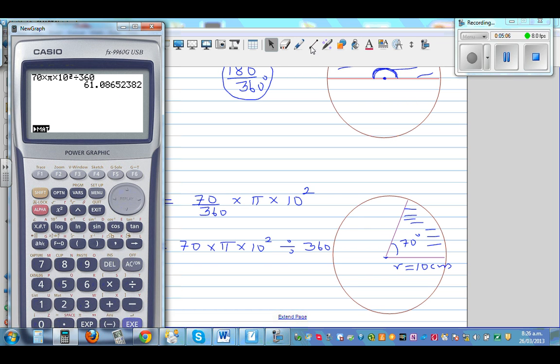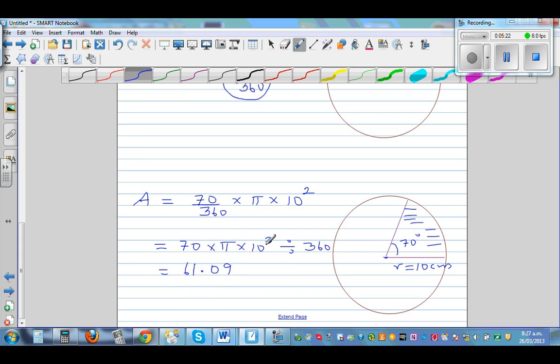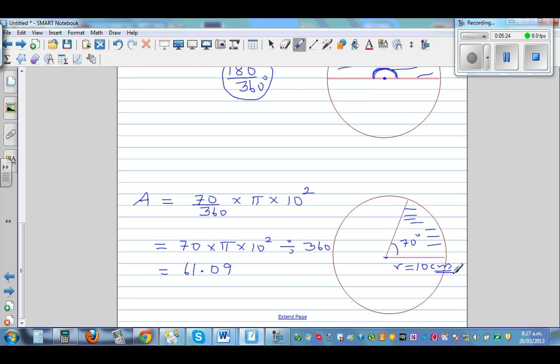So 61.09, what should the unit be? If you write just 61.09, this is wrong, because it doesn't make any sense without the unit. You're writing area, and here the length is in centimeters, so the unit would be centimeters squared. If you don't write this, it is wrong.